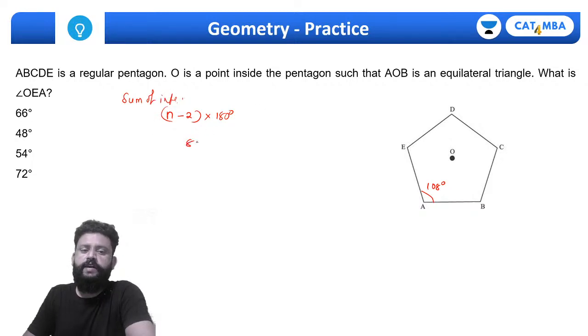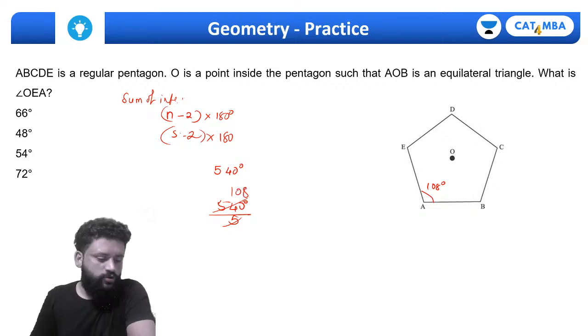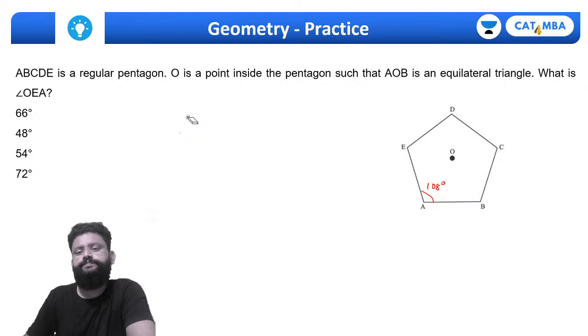Sum of interior angles. So 5 minus 2 into 180. That has to be 540 degree. And कितने angles है total? 5. So 540 divided by 5 comes out to be 108. Okay, so anyways that's a different part. ये सबको already पता होना चाहिए. Pentagon, hexagon के लिए तो याद हो जाना चाहिए. Okay, so let's go ahead with the question.